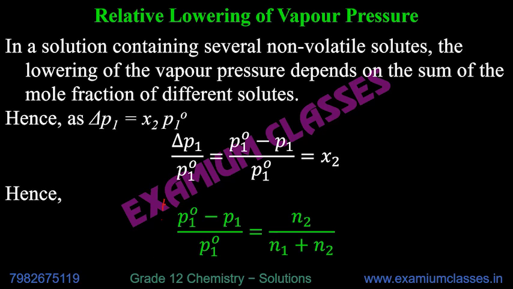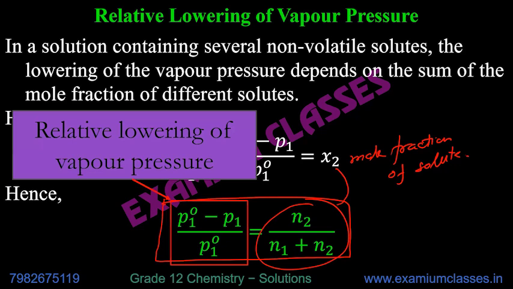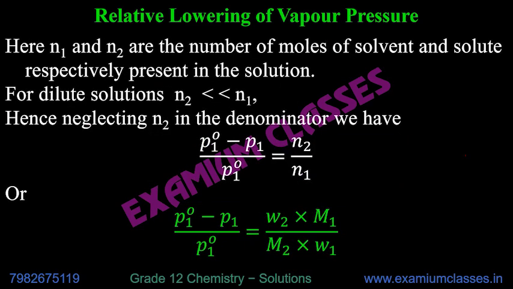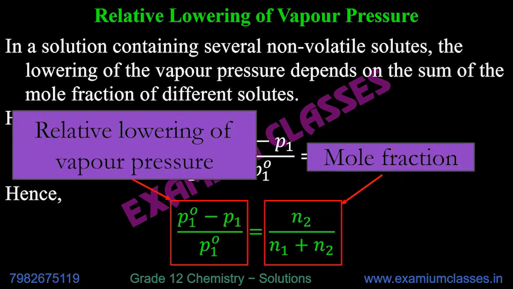Relative lowering of vapor pressure is given by this formula, where this is nothing but the mole fraction of solute. Mole fraction of solute can be approximated because N2 is very less than N1. N2 is negligible. Solute is negligible as compared to solvent.